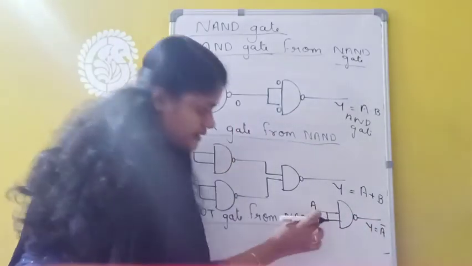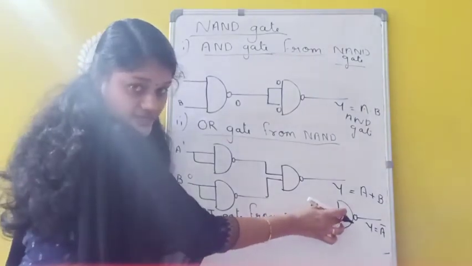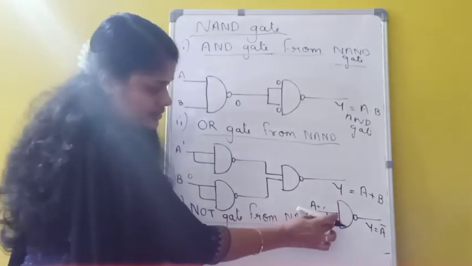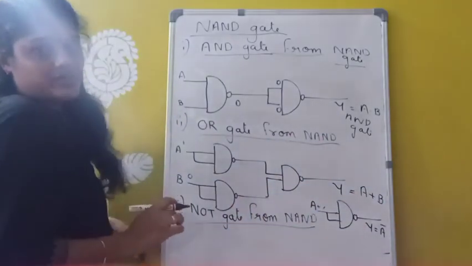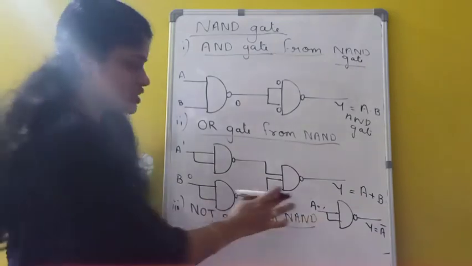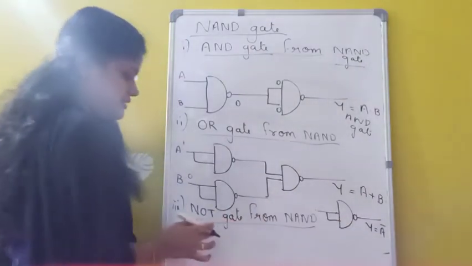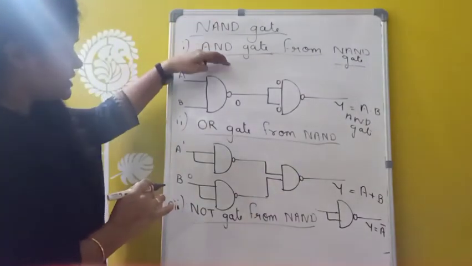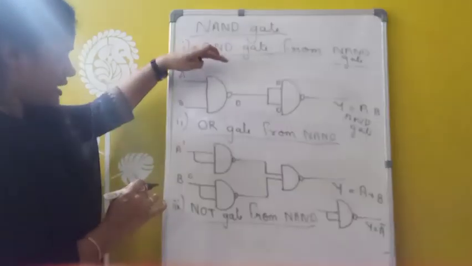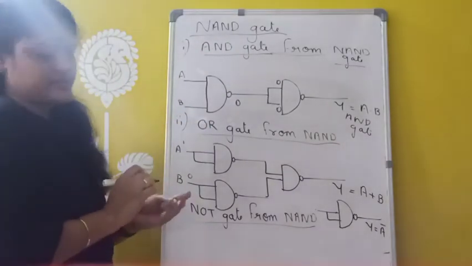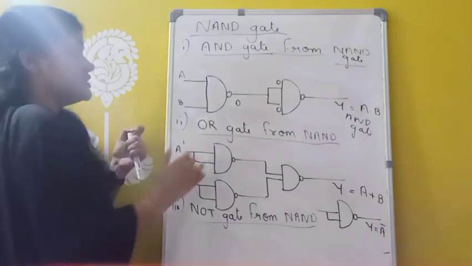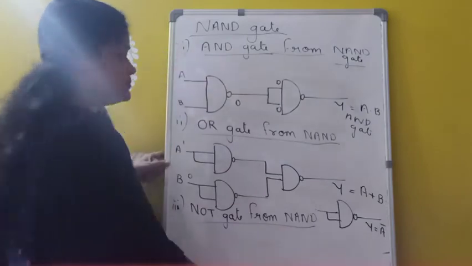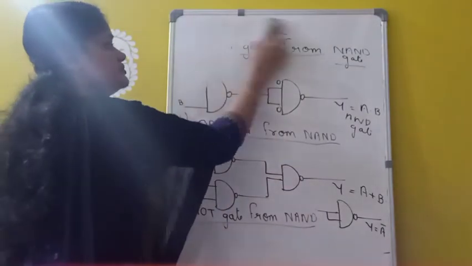Suppose this A is the input, and this NAND gate has input, suppose A equal to 1 we are giving, means both the inputs will be 1. Then we will be getting the output as A complement. So this is the representation of the NOT gate with respect to the NAND gate. So using the NAND gate we are deriving all 3 basic logic gates: AND gate, OR gate and NOT gate. Similarly, I told you we can derive AND gate, OR gate and NOT gate from the NOR gate also. So next one, NOR gate.